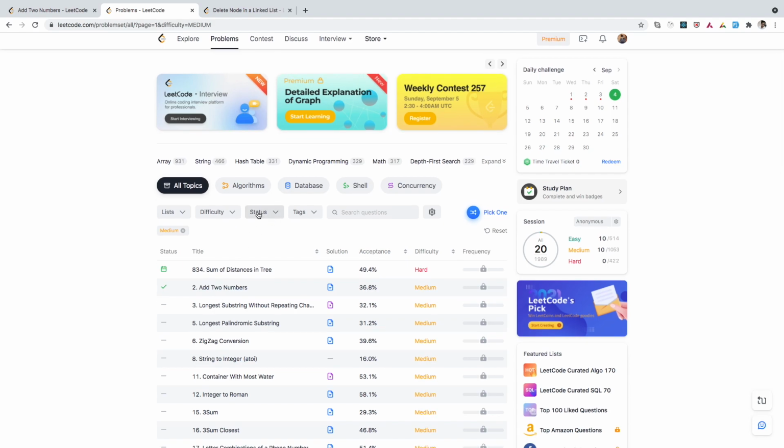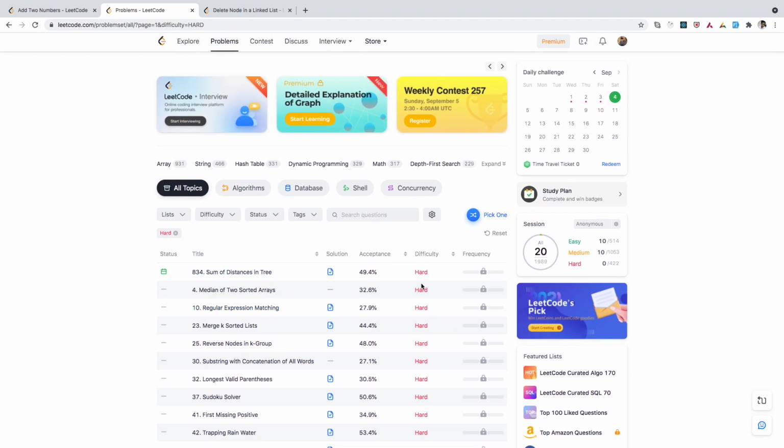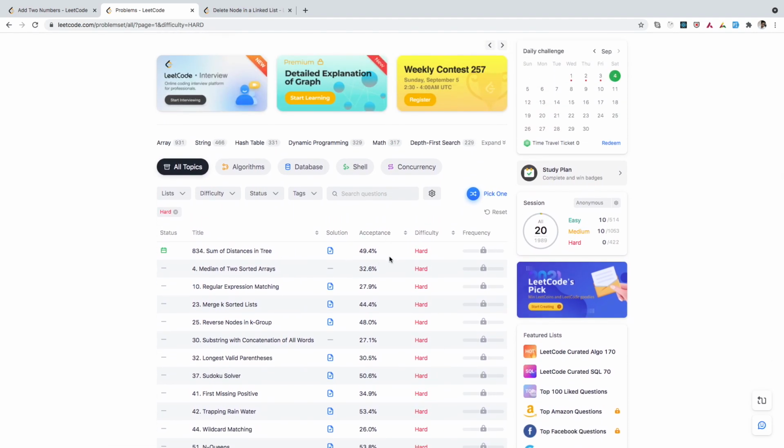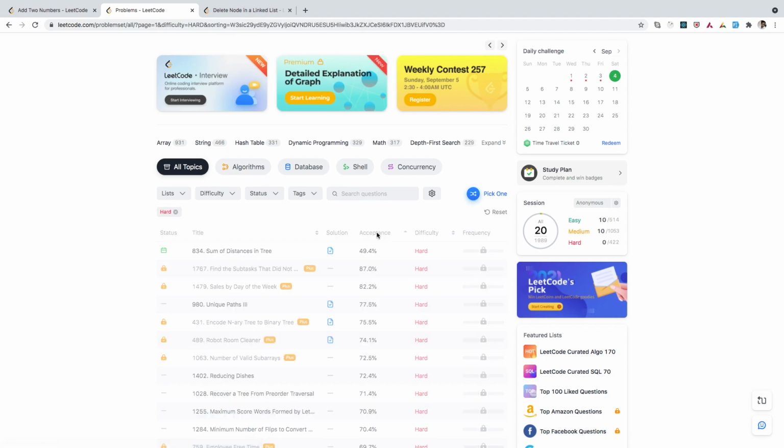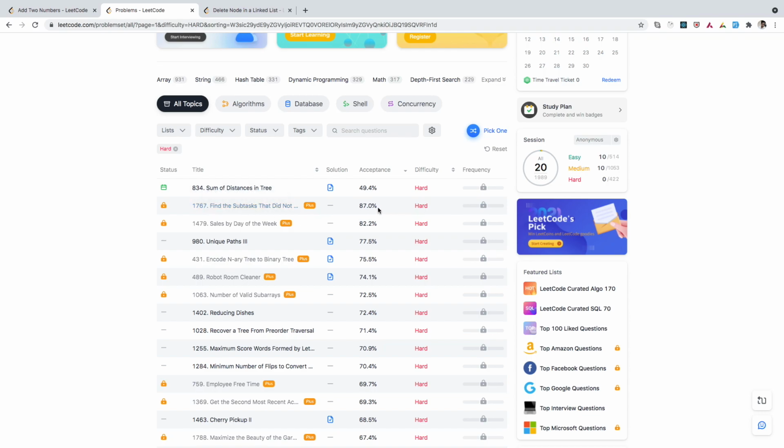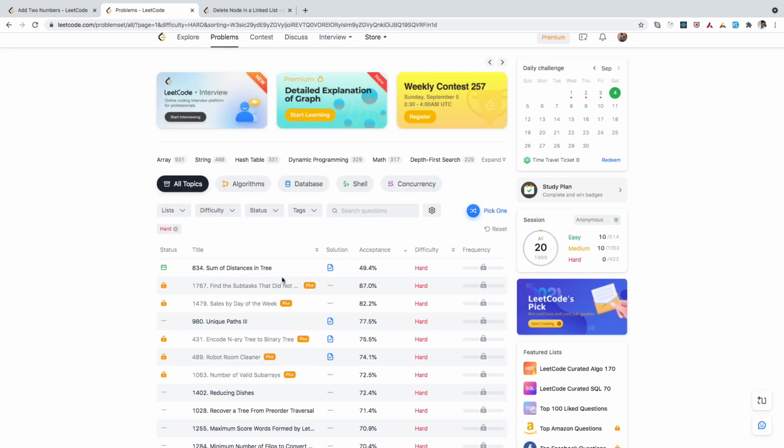Let's say if you move to difficulty level hard, right? So here if you see, though the difficulty level is hard, the acceptance percentage is also high. That means compared to this problem, median of two sorted arrays and sum of distance in tree, this problem is easier, right? Let's say you want to target hard problems. So what I would suggest is just sort this acceptance in descending order so that you get more accepted problems, right? As you know, these are hard problems, right?